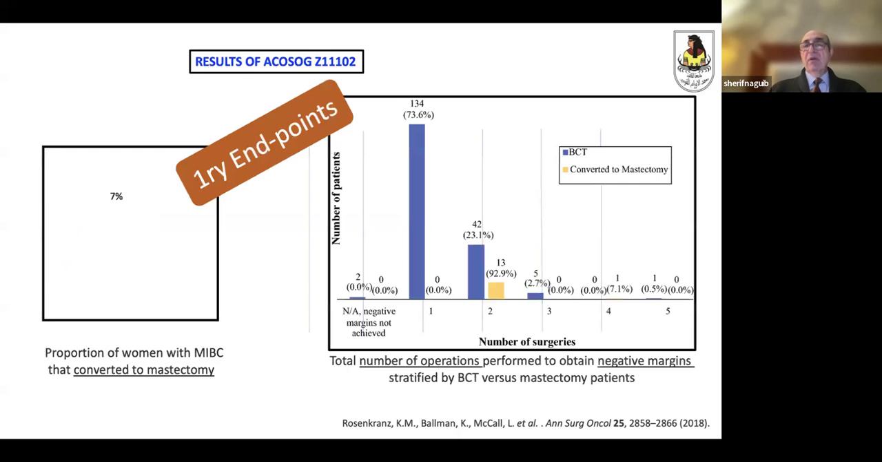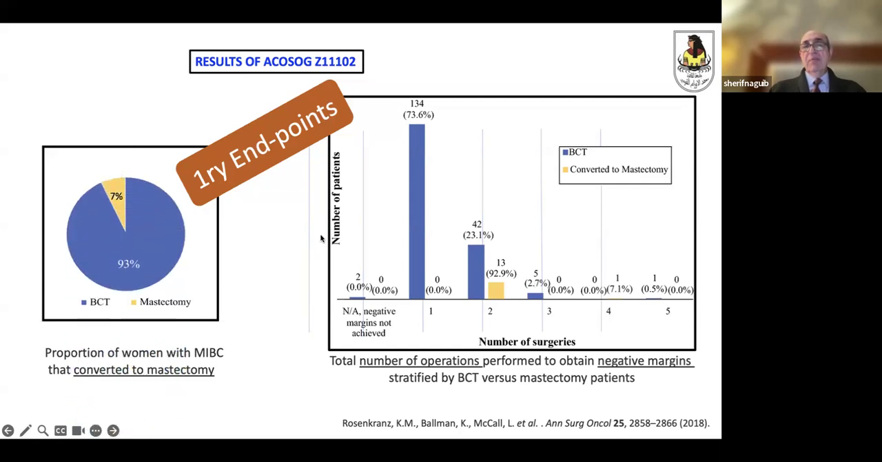So the number of operations required to obtain negative margins was found to be a single operation in almost 3/4 of the patients. In 3/4 of the patients, they could achieve negative margins with only the first surgery, from the first shot. Then almost 23% of the patients required two operations to achieve negative margins, and the rest of the patients required maybe 3 or 4, which were very few. As you can see, the percentages did not exceed 1% or 2%.